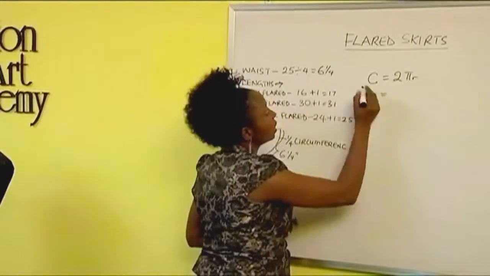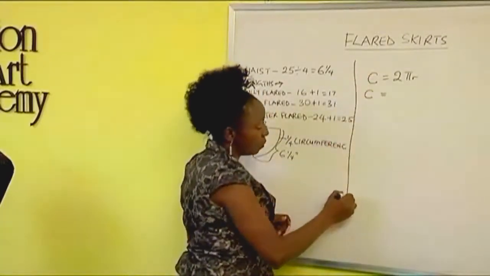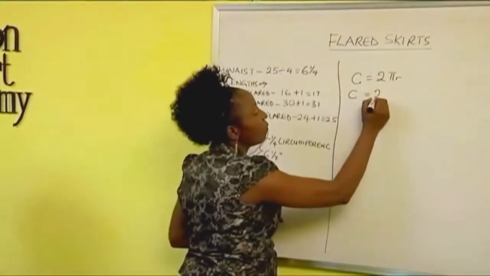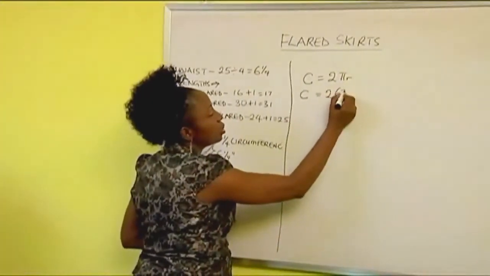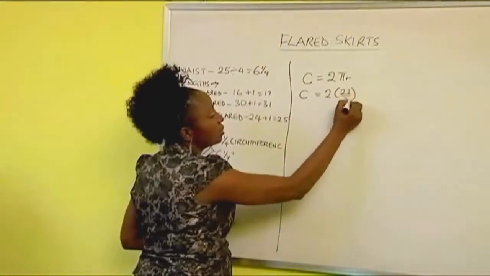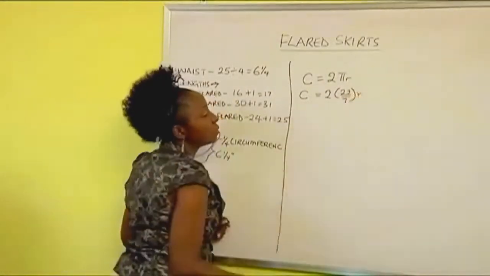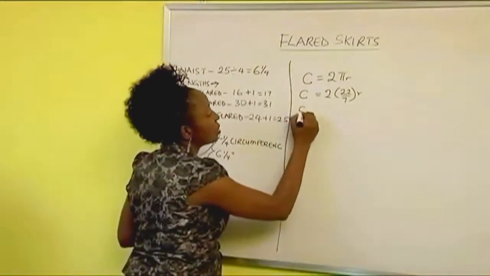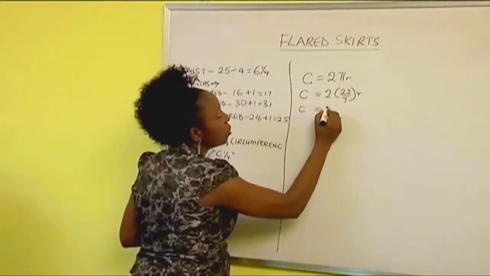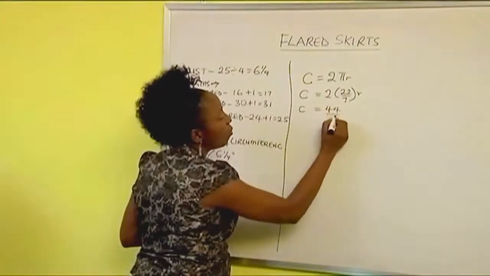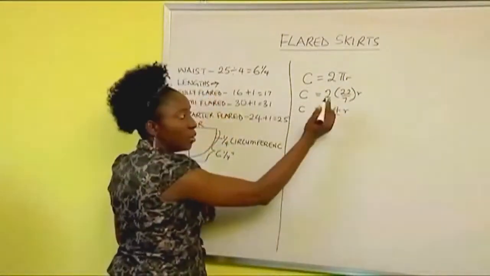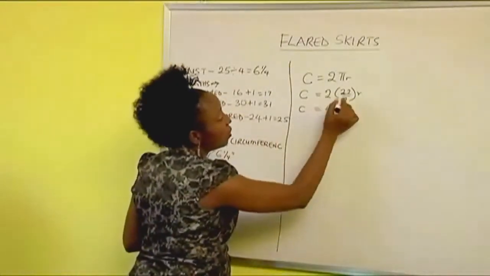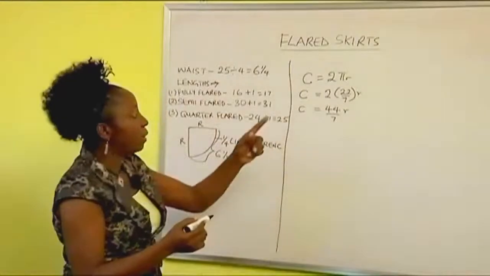C equals, let me just get this around here so that we'll know what we're doing. C now equals 2 into bracket 22/7 times r. I'm going to open that up a little, so I'll give you C equals 44/7r, because I just multiplied 2 times 22. That's all I have to do. And I get my 44/7, and that will multiply by r.